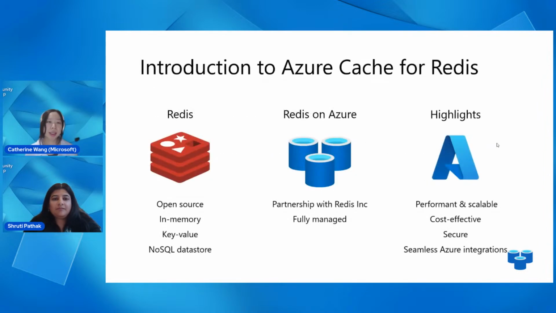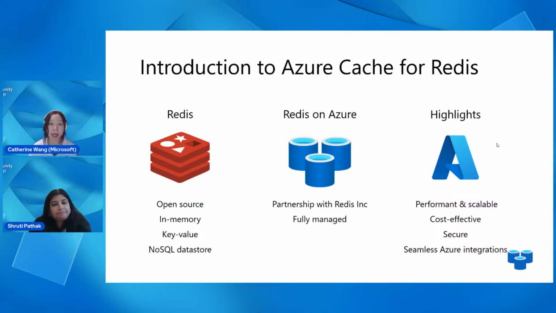So here's an introduction to Azure Cache for Redis. Redis software itself is an open source in-memory key value store. Redis Inc. maintains an enterprise version of this software. So we have both the OSS version and the enterprise version. On Azure, we have a first-party partnership with Redis Inc. to provide a fully managed cache experience on Azure.